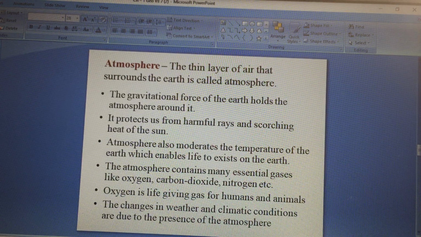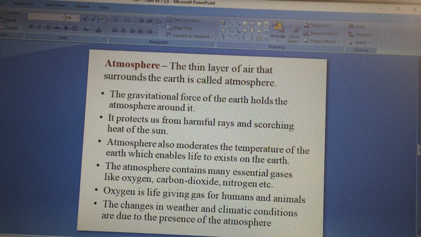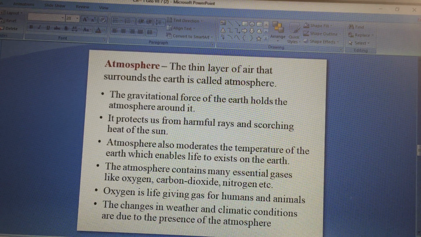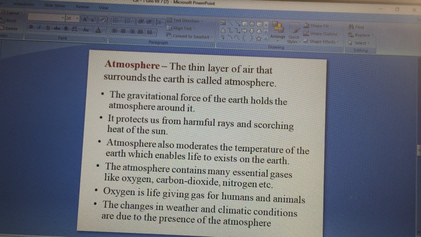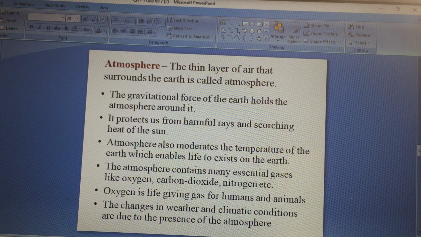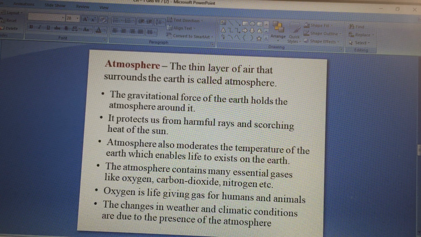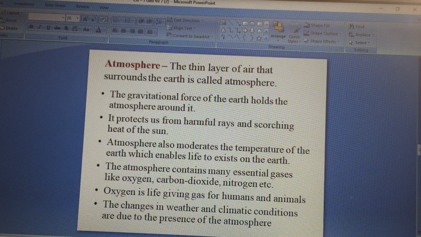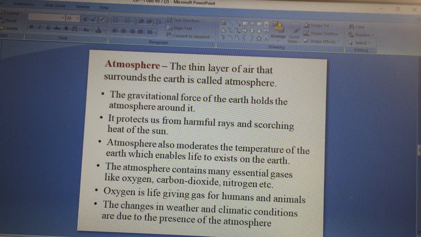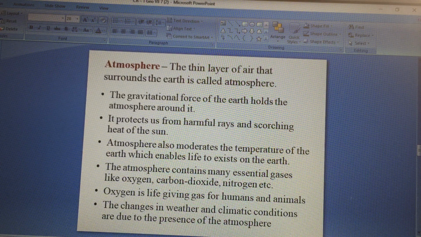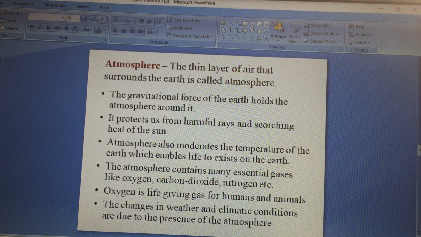So, what all is included in atmosphere? What is atmosphere? Atmosphere is a thin layer of air that surrounds the earth, right? It is called atmosphere. The gravitational force of earth holds the atmosphere around it. In atmosphere, it's mostly a mixture of gases. It does not just go away. It is bound around the earth surface because of the gravitational force of earth.